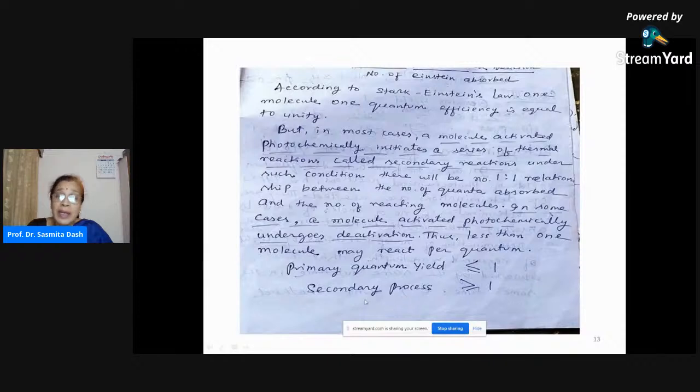But when there is a generation of high temperature, or some extraordinary experimental condition, or the reactivity of the chemicals, we can have even the secondary process quantum yield to be of the order of 10 to the power of 4 or 6, very much higher compared to 1.